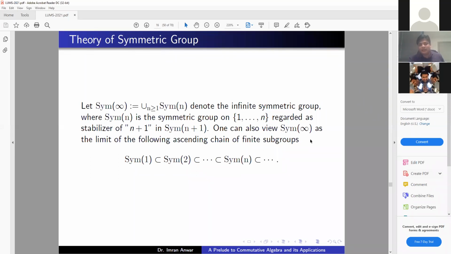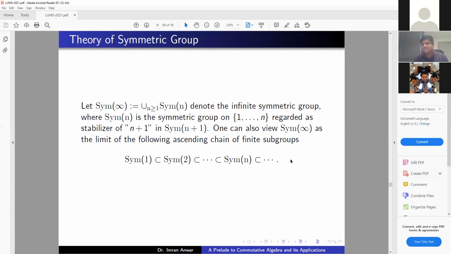Imran, yes. May I ask a question? So what is the binary operation in this group Sym infinity? How do you define it? Oh, okay. This is a very good question. At the moment I'm not using any binary operation on it. I'm just considering it as a collection of all these kinds of objects at the moment.